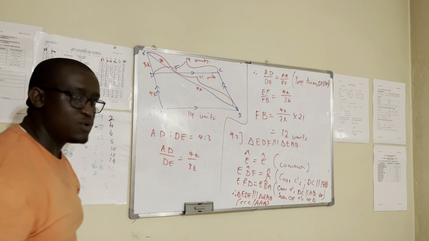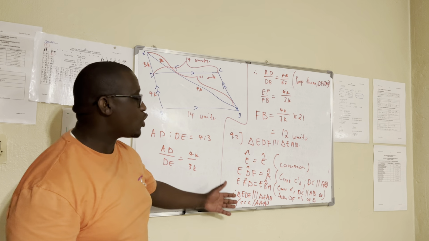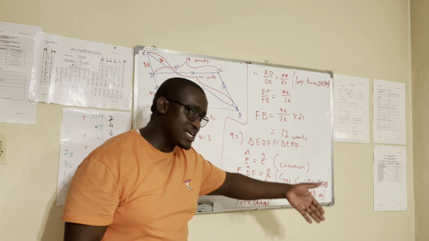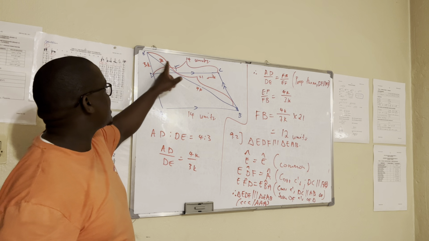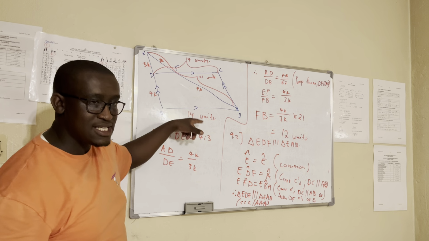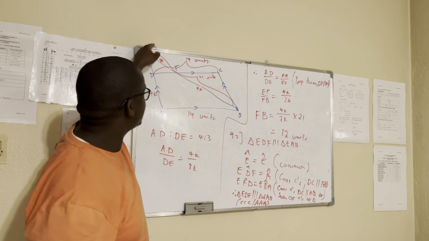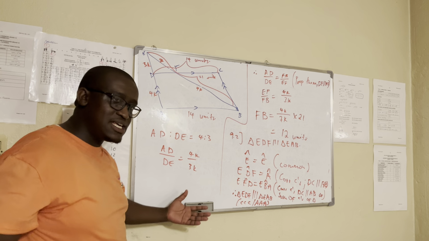Guys, remember how you prove similarity. You prove it using all angles, or you can use sides and check them with the ratios. If we want to prove by ratio, this side to the entire side, this side to that entire side is equal to this side over there. Then we can say the triangles are similar.